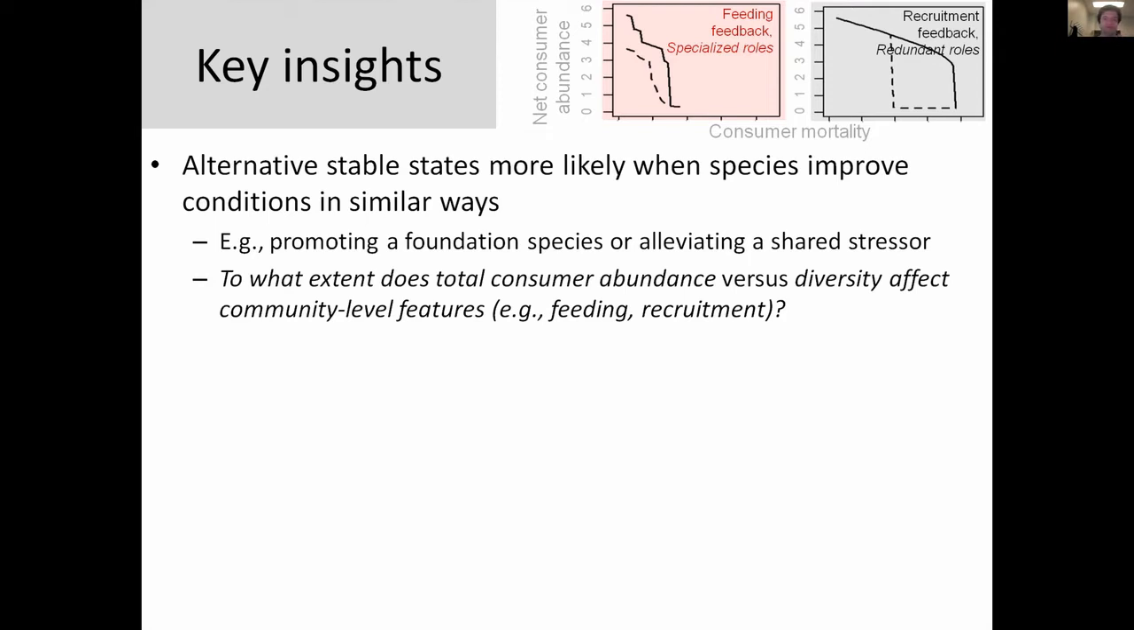And so we have an interesting empirical question. As we're looking at the potential of these different candidate feedback mechanisms to drive alternative stable states, when we're looking at some of these community-level features in a really diverse system, like average feeding or average recruitment, to what extent does it depend on diversity versus just total consumer abundance? If it's mostly consumer abundance, then it's a system with more redundant species roles and a greater potential for alternative stable states.